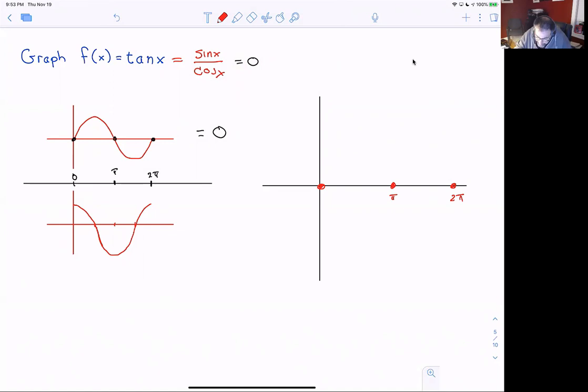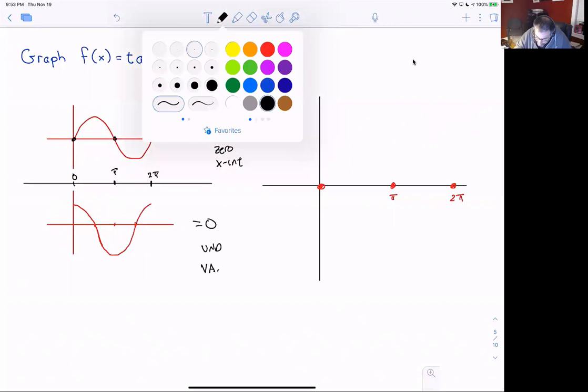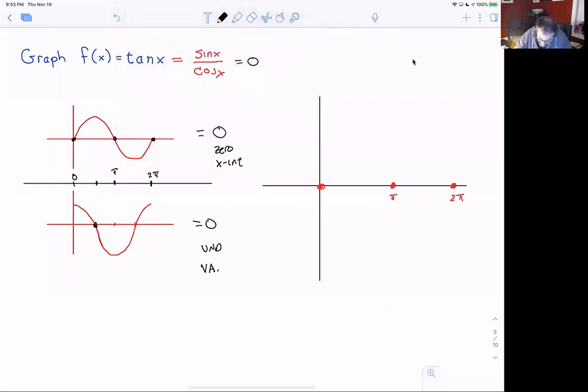Now, where the denominator is equal to 0, we're going to get undefineds, and in this case, those are going to be vertical asymptotes. So when the top is equal to 0, we get our zeros, which were our x-intercepts. But where the bottom is equal to 0, those are going to be undefineds or vertical asymptotes. Where's that going to happen? Well, you're going to see that happen right here. That's going to be pi over 2. And right here, that's going to be 3 pi over 2. So those are going to be spots where our tangent graph is undefined, pi over 2, 3 pi over 2. In other words, we're going to see our vertical asymptotes come into play there.